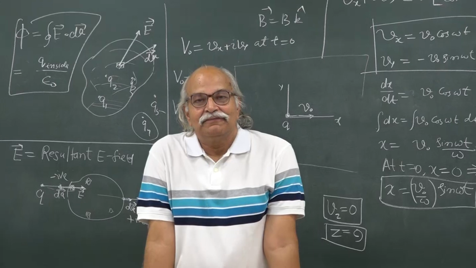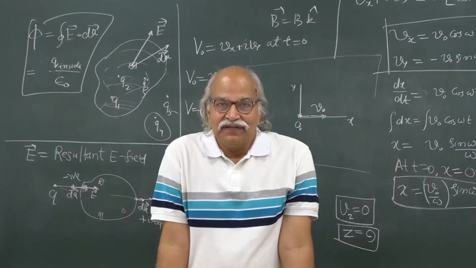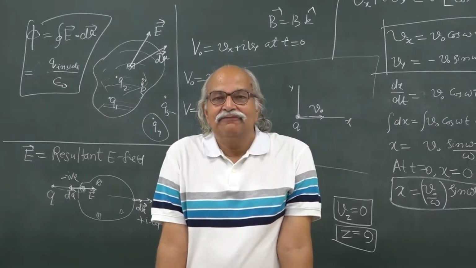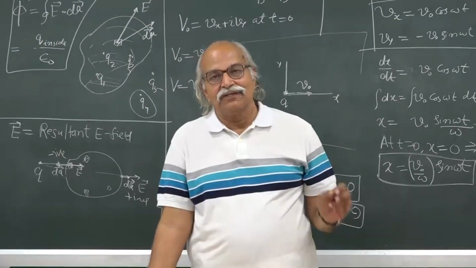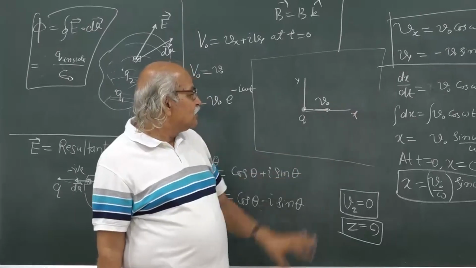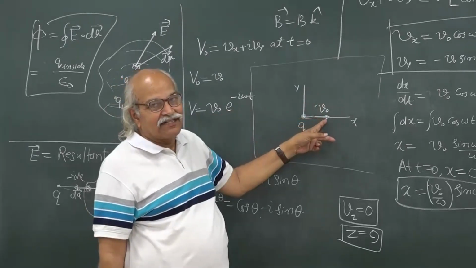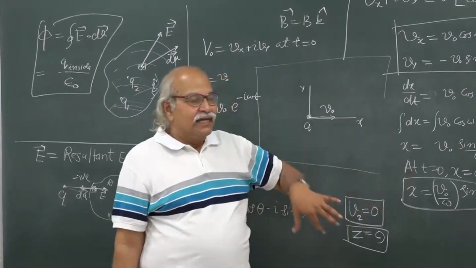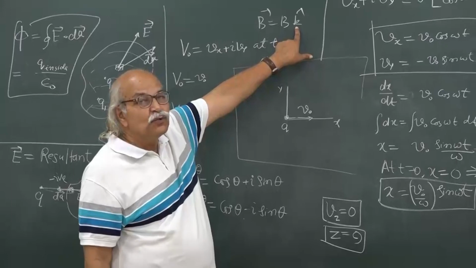Last time we discussed the motion of a charged particle in a uniform magnetic field, and we took a very general approach. We found that if you send a particle with some initial velocity V naught in the x direction, and you have a magnetic field in the z direction, so perpendicular to the magnetic field we are injecting it, then we wrote force is equal to Q V cross B. From there we wrote the x component of the force, the y component of the force, and the z component of the force was 0 because it is Q V cross B.